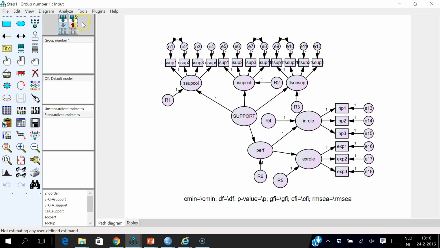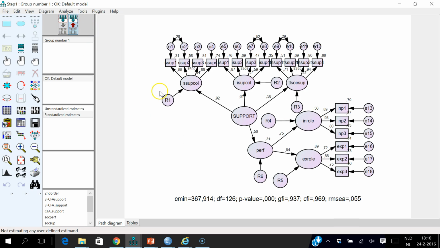Actually, the standardized estimate comes from this model. So here you see 31% of performance is explained by support, and actually the standardized estimate is 0.56, and this estimate is significant.